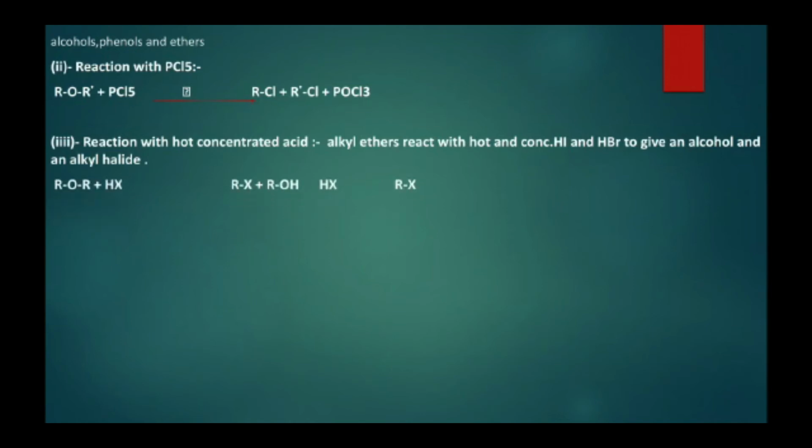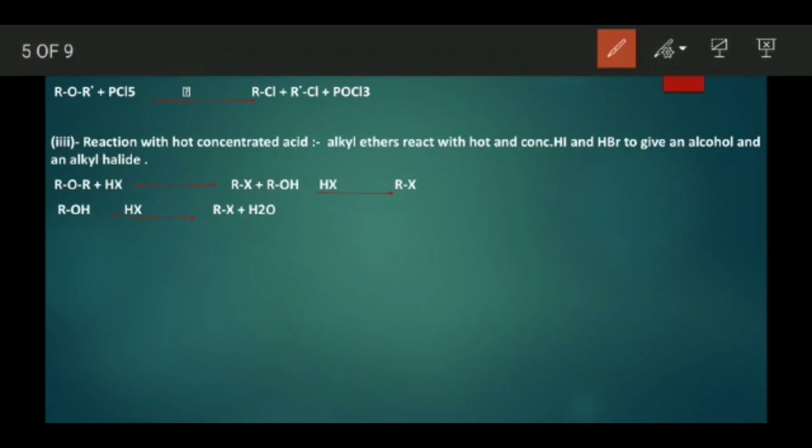See this reaction. When we consider this ether and it reacts with HX, it can be HI or HBr, then it forms RX and ROH. It further reacts with HX, then it gives the corresponding RX. See this reaction, ROH, which forms in the first step, again reacts with HX and gives RX and H2O.